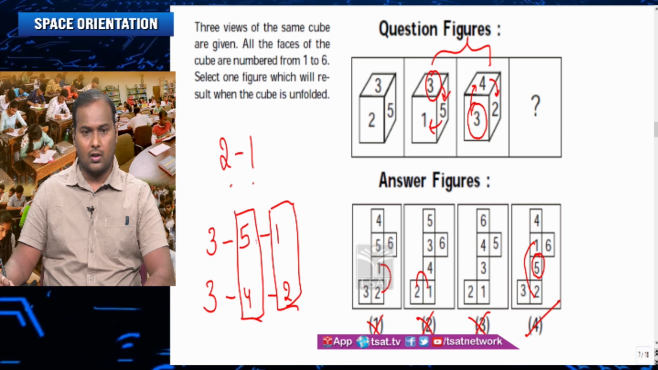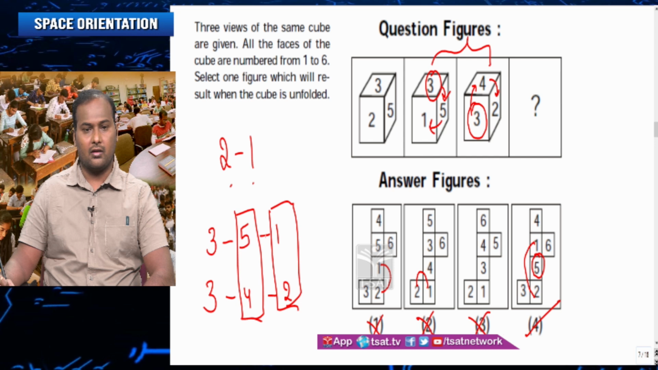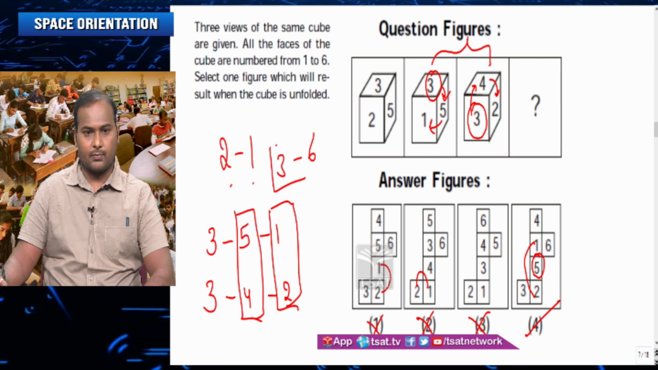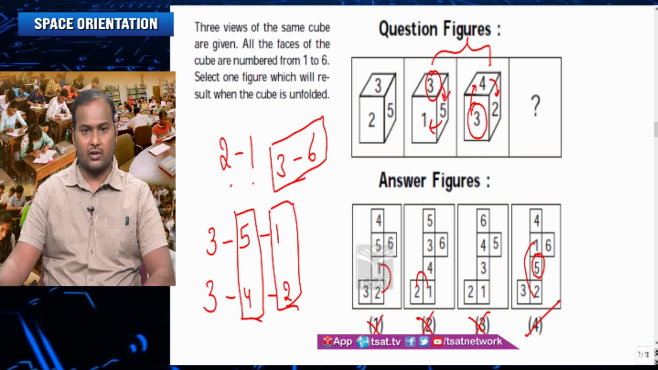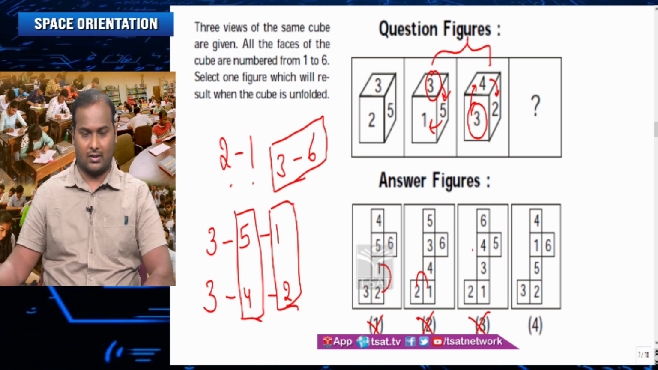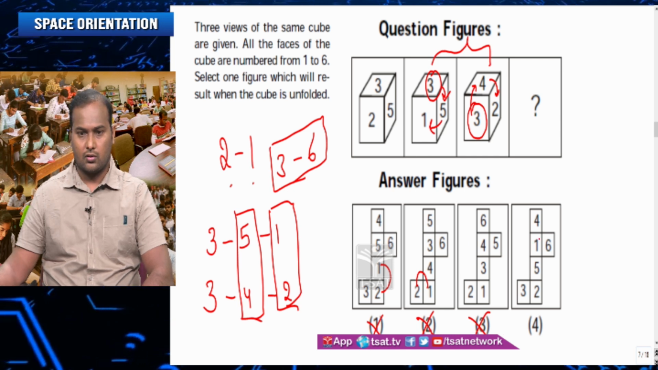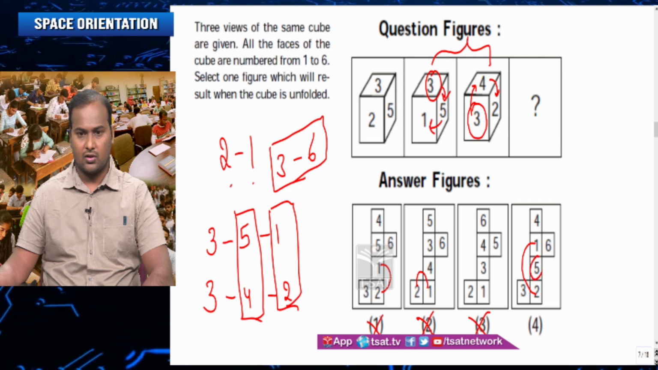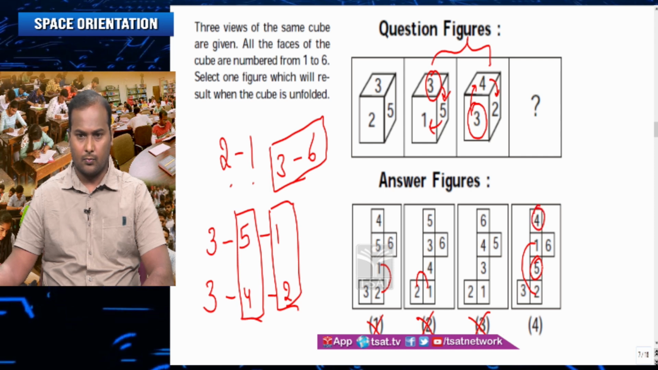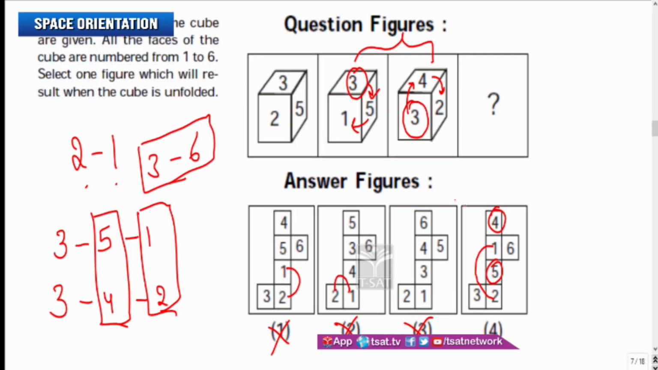So 1 opposite is 2 and 5 opposite is 4. And what are the remaining faces? The remaining faces are 3 and 6. So 3 and 6 become opposite. Once 3 and 6 become opposite, let's check with the fourth option, because we know that the fourth option is the correct answer. In this case, 1 opposite 2, so between 1 and 2 there is only one face. So this is correct. Now 5 opposite is 4; you can see both are opposite, because in between only 1 is there. And what is the remaining? 6 and 3 are opposite. So option 4 is the answer.